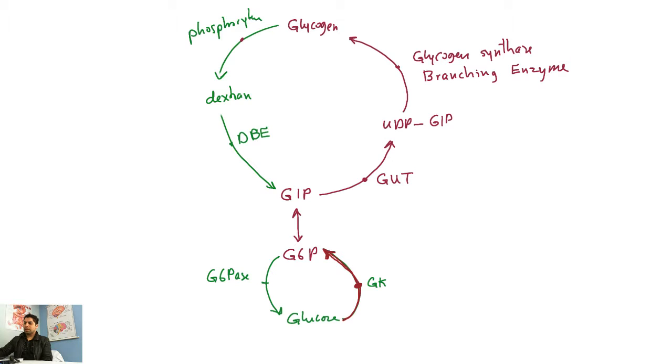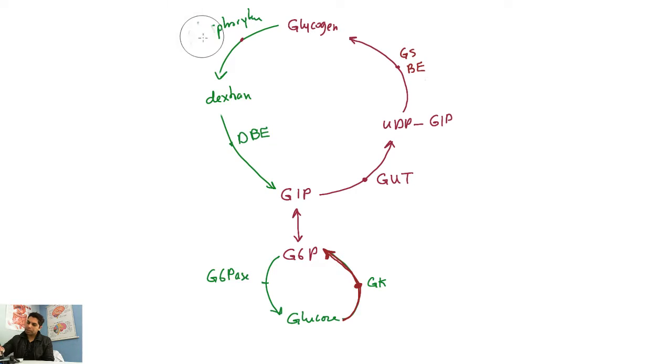So this side is glycogen synthesis. Now you guys should know these enzymes. It's in your books. I'll write them small. So we have glycogen synthase and branching enzyme. On this side we have glycogen phosphorylase and debranching enzyme. So here you go.